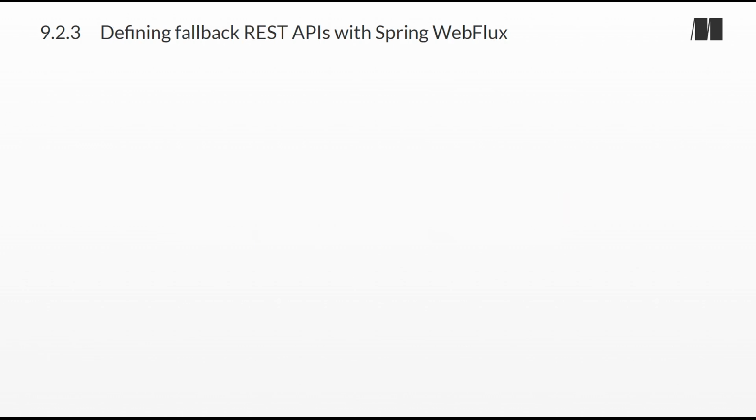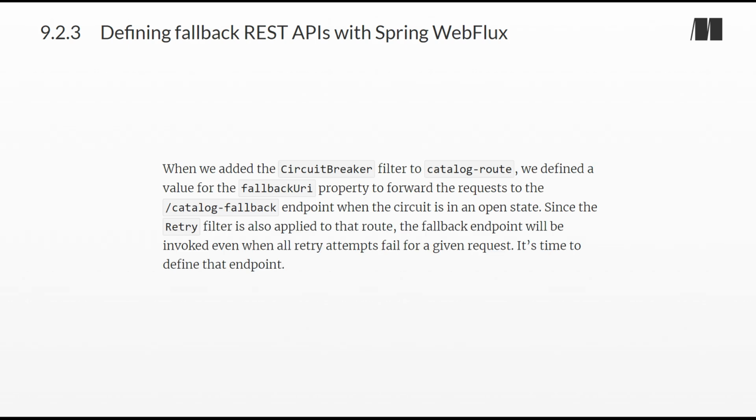Section 9.2.3. Defining fallback REST APIs with Spring WebFlux. When we added the circuit breaker filter to the catalog route, we defined a value for the fallback URI property to forward the requests to the /catalog-fallback endpoint when the circuit is in an open state. Since the retry filter is also applied to that route, the fallback endpoint will be invoked even when all retry attempts fail for a given request. It's time to define that endpoint.